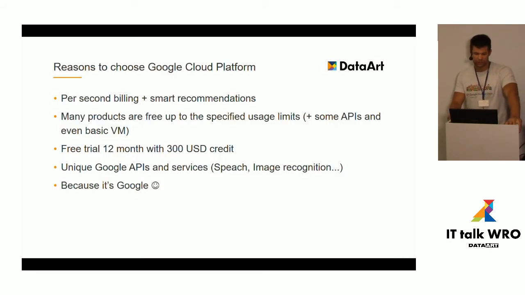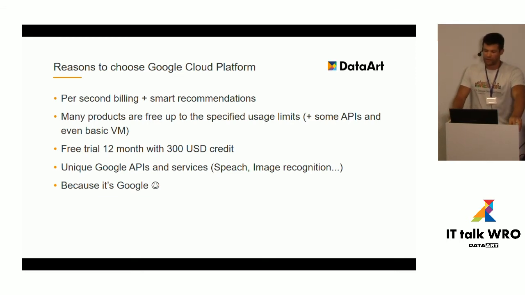So what are the reasons to choose Google Cloud Platform over the other platforms? The reason could be that they have per second billing, so you are paying just for the seconds your instances are running. Combined with smart recommendations and some automatic discounts, it can give you on average 60% less price for your cloud infrastructure. That's a significant change.